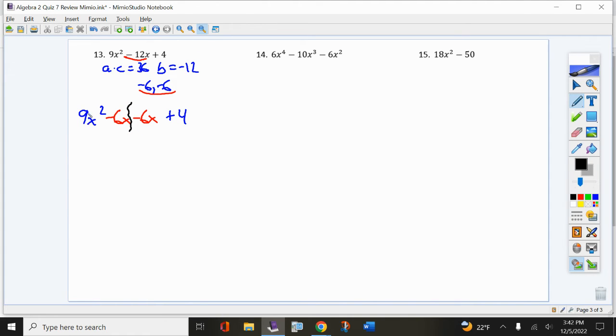Grouping, I split. Out of 9x squared and 6x, I can take 3x. That will leave 3x minus 2. Out of minus 6x and plus 4, I always bring this middle sign, so I can bring out minus 2. 2 goes into 6 and 4. And when I do that, that will leave 3x minus 2. Rearranging this, notice there's a 3x minus 2 that is common in both parts. And then outside it is another 3x minus 2. Formalizing this, I can call this 3x minus 2 squared.